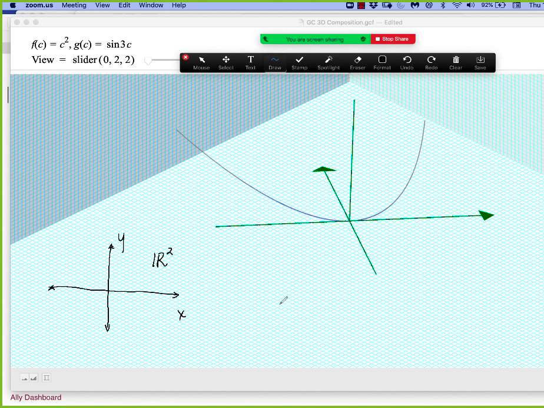So R3, then, we have x and y, and then we lay the xy plane down horizontally, and then we have a third axis, z, which is vertical, right? So this is the R3 coordinate system. You've seen this before in Calc 3.